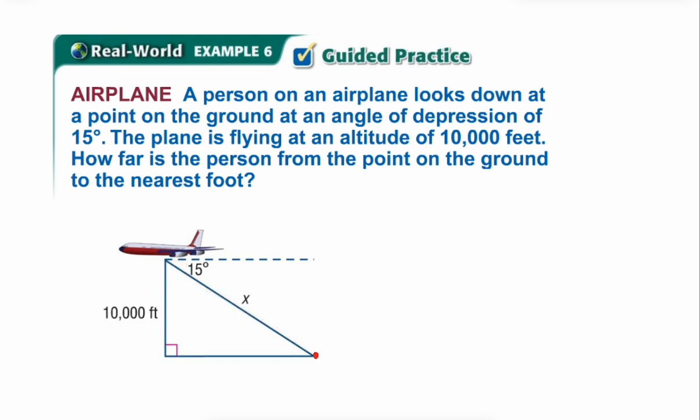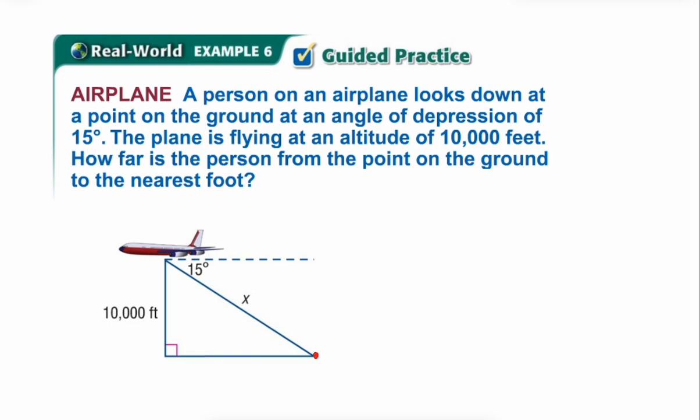Now, the plane is at an altitude of 10,000 feet. The question is how far is the person from the point on the ground to the nearest foot? So you'll notice that this side of our triangle we do know is 10,000. That's the perpendicular height from the ground. The distance from the person in the plane that's looking to the point on the ground is what we're trying to find. So label that on your triangle as your X.